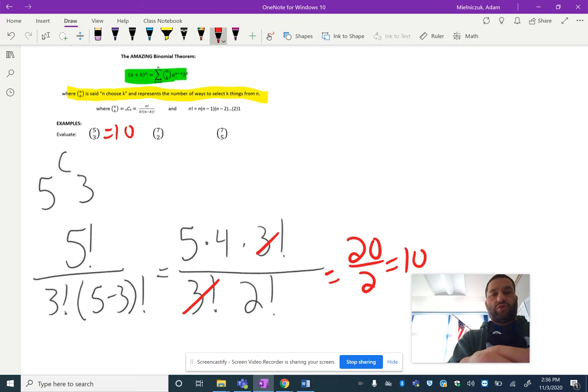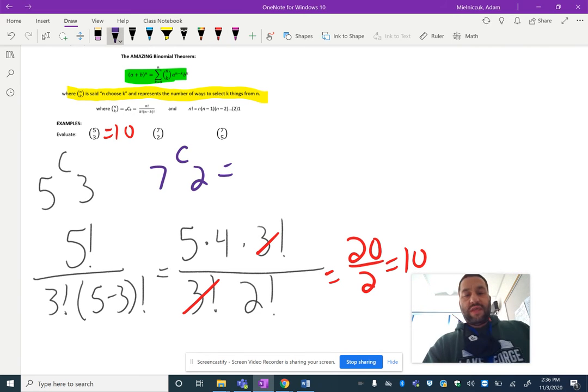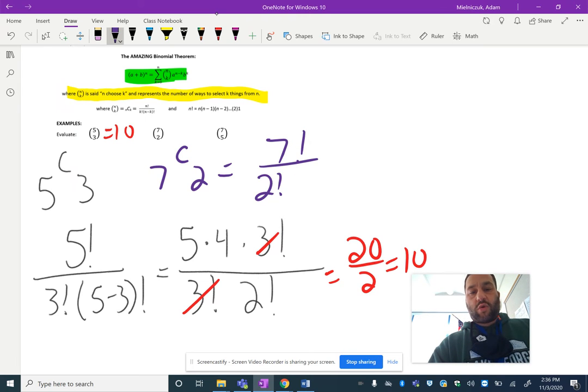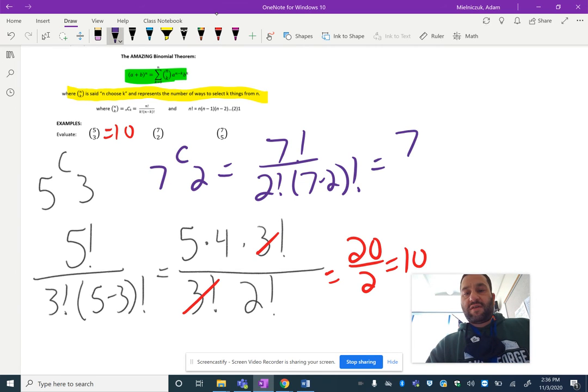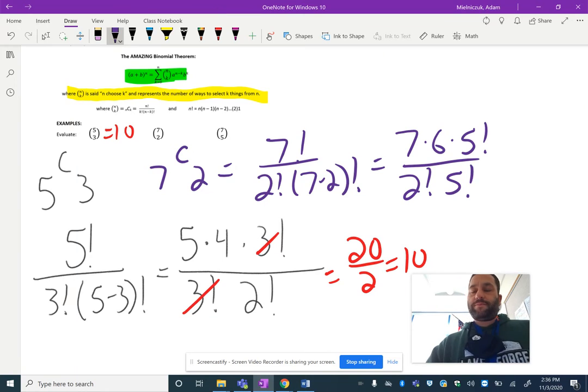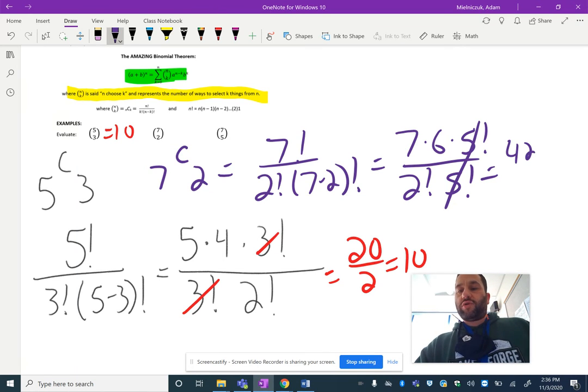7 choose 2. So we have 7 choose 2. That will equal 7 factorial over 2 factorial times 7 minus 2 factorial. Let's write this out. We're going to have 7 times 6 times 5 factorial over 2 factorial times 5 factorial. These cancel, leaving me with 42 over 2, which equals 21.